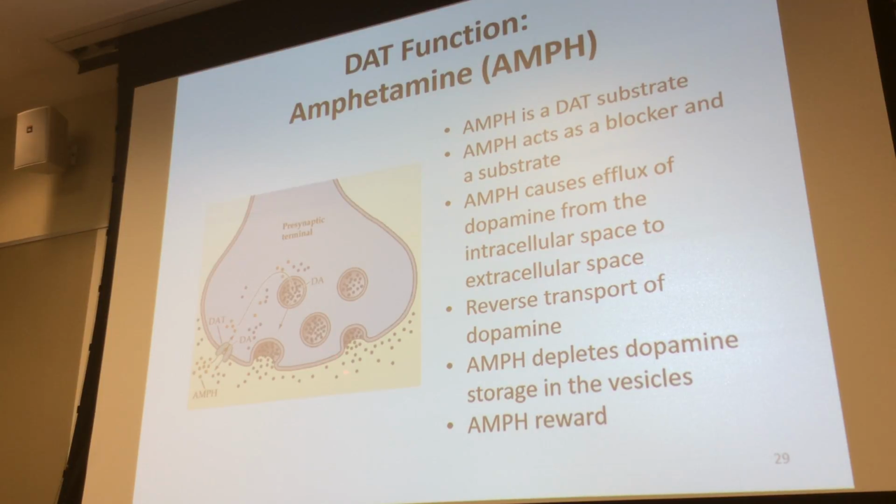So this is a different mechanism compared to cocaine. Cocaine causes the increase of dopamine due to the blockade of dopamine uptake. Amphetamine-induced increase of dopamine is due to the enhancement of dopamine efflux through the dopamine transporter. Does it make sense? Okay? That's the difference between a substrate and a blocker.